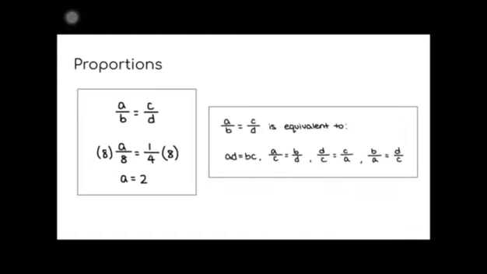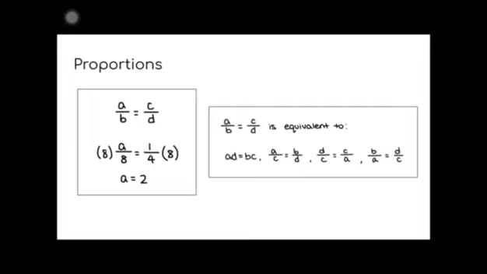A proportion is an equation of two ratios. For example, a over b equals c over d. We can find a if we know b, c, and d. For example, if we know that b equals 8, c equals 1, and d equals 4, we can multiply both sides by 8 and we get a equals 2.